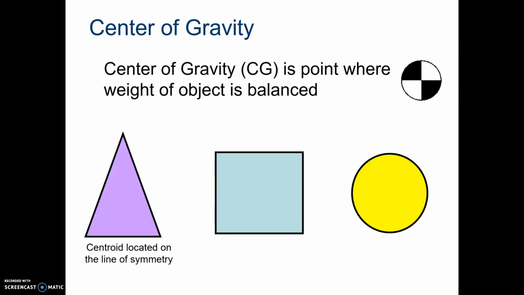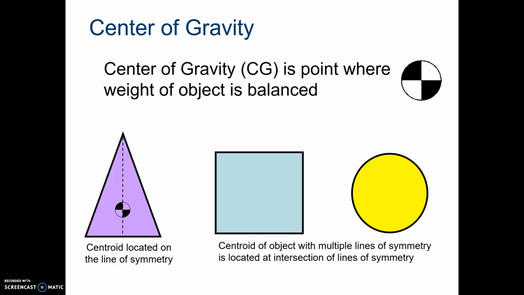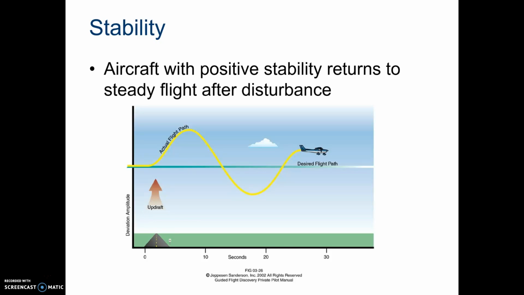Center of gravity, we've already kind of discussed, and if you had POE, you've seen this before also. But center of gravity is a point where the weight of an object is balanced. So of course in a triangle, you want to find that location. In a square or a circle, very simple, right? It's with multiple lines of symmetry, located at the intersection of the lines of symmetry. And that's important in stability.